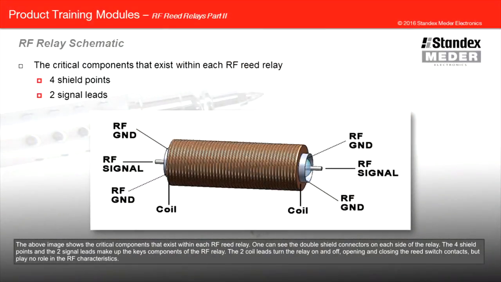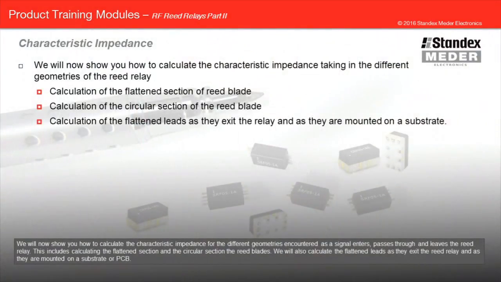The above image shows the critical components that exist within each RF read relay. One can see the double shield connectors on each side of the relay. The 4 shield points and the 2 signal leads make up the key components of the RF relay. The 2 coil leads turn the relay on and off, opening and closing the reed switch contacts, but play no role in the RF characteristics. We will now show you how to calculate the characteristic impedance for the different geometries encountered as the signal enters, passes through, and leaves the reed relay. This includes calculating the flattened section and the circular section of the reed blades.